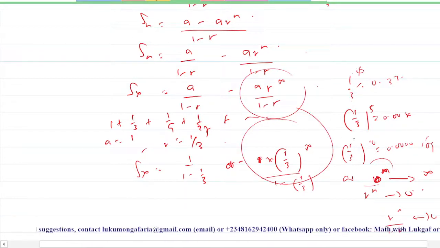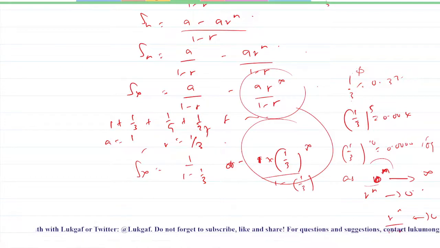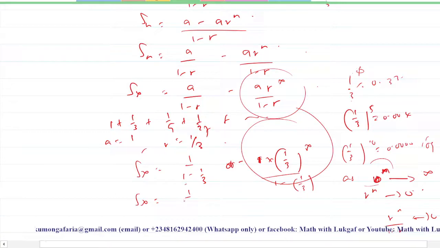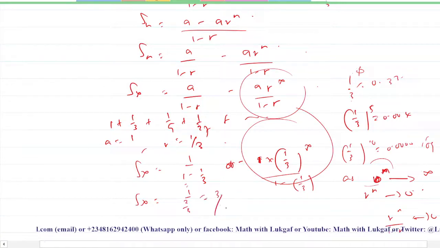So since I know that 1 divided by 3 raised by 5 is 0.004, and raised by 10 is 0.000 something, it means when you now use the largest number, what you are going to have is 0.0000000, which is 0. You understand now? So if this is 0, any number divided by 0 will also give you 0. That's why we say our S infinity here will now be 1 divided by 2 divided by 3, which will give you 3 over 2.